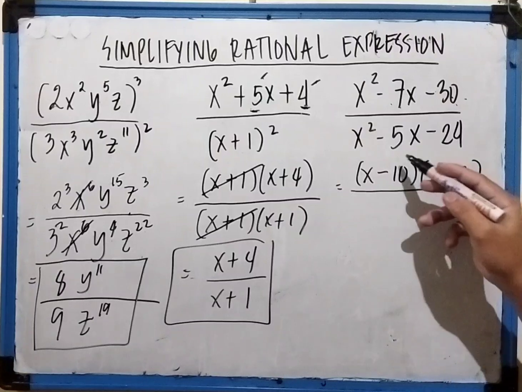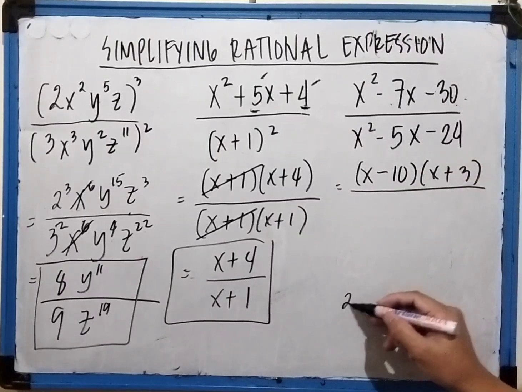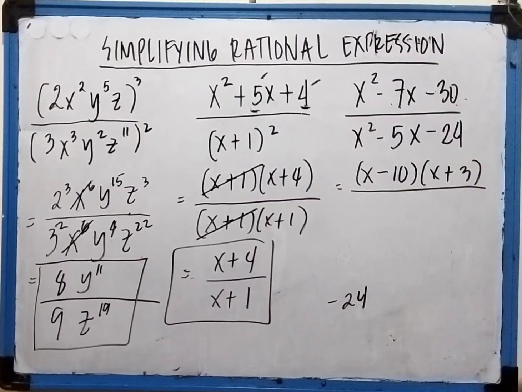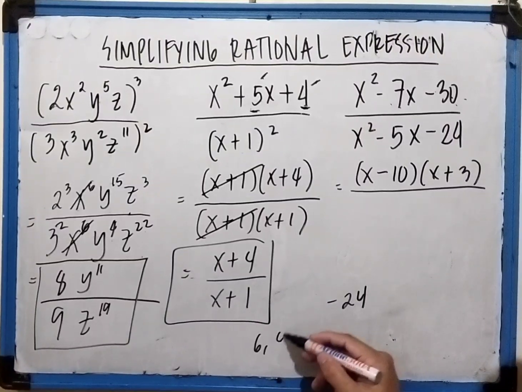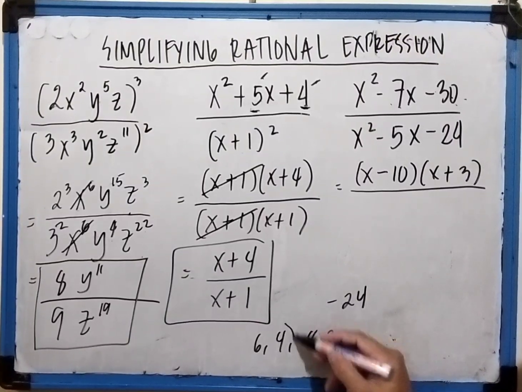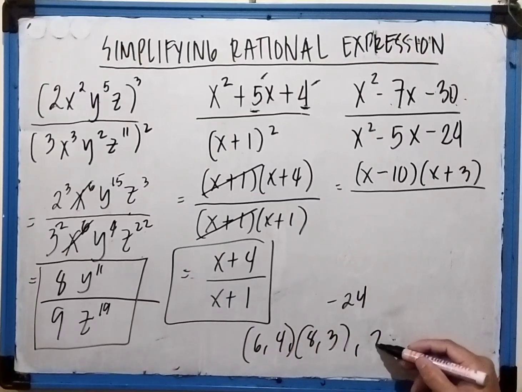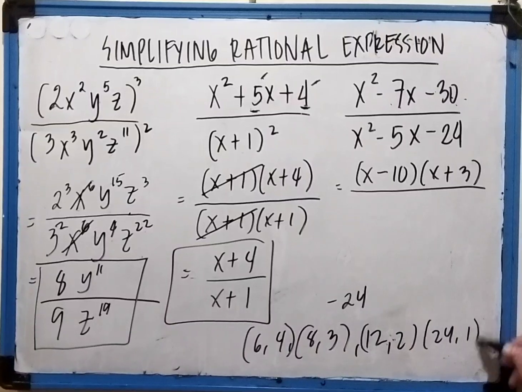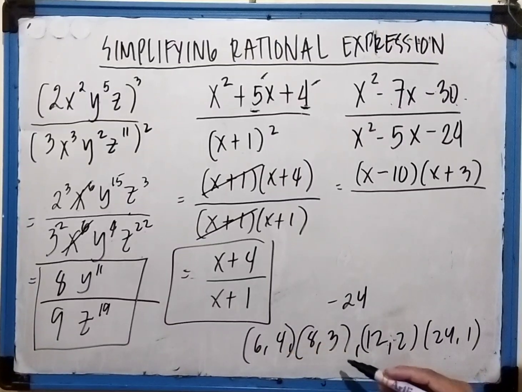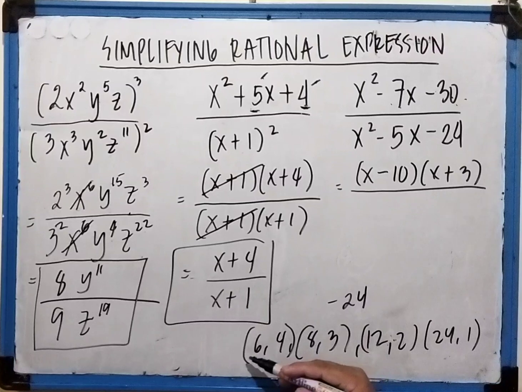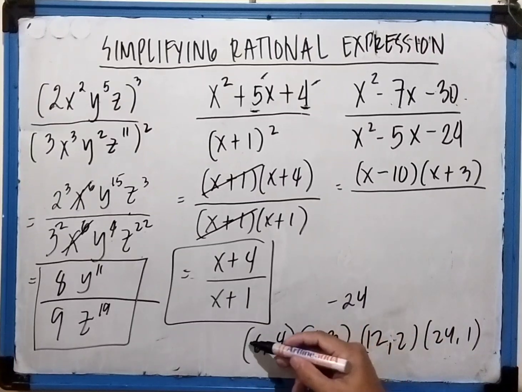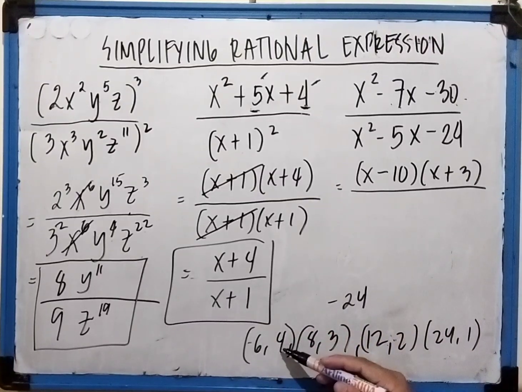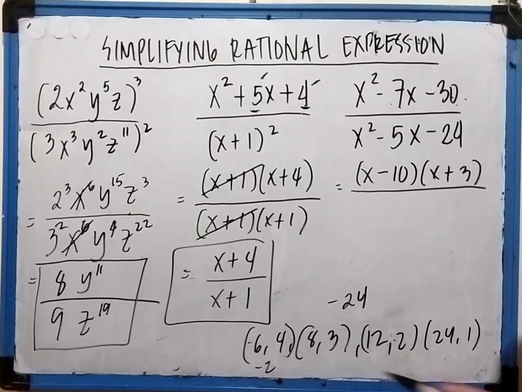Same lang po siya sa gagawin natin sa baba. So 24 yan, and that's negative. So we can apply 6 times 4, 8 times 3, also 12 times 2, and 24 times 1. Okay, so either of this factor is correct po. Now, so let's start with 6 times 4, 24. So, negative 6 times 4 is negative 24, pero negative 6 plus 4 is negative 2. Pag pinaliktad, positive 2. So, cancel po ito.